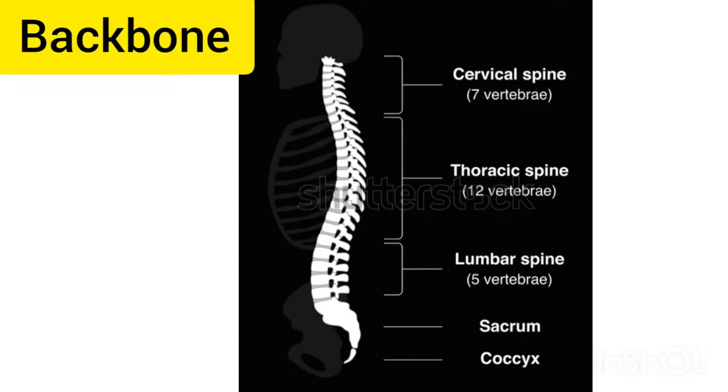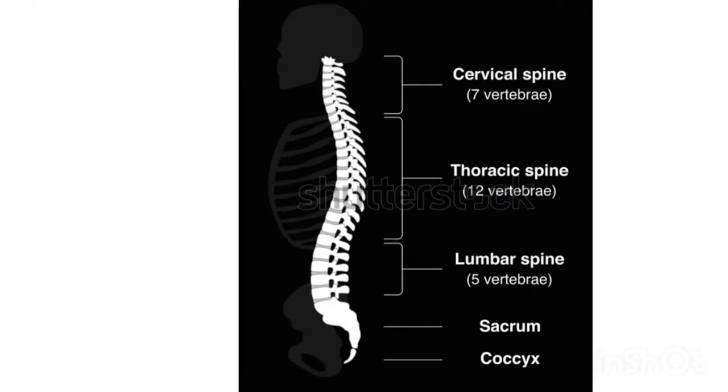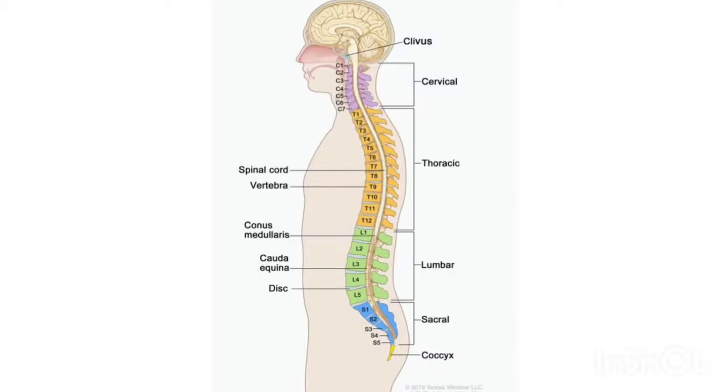Next, friends, now we will move to the backbone. Okay? The backbone protects the delicate spinal cord, okay? It is made up of 33 smaller bones.